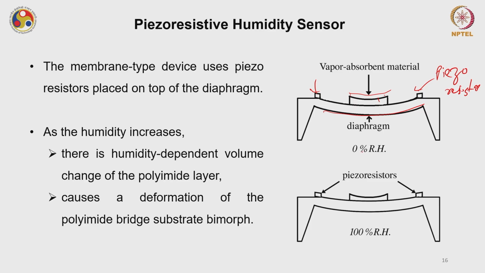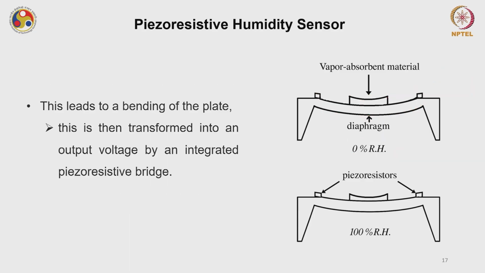As the humidity increases, this was at 0% RH, there is a humidity dependent volume change of the polyimide layer, this is the layer I am talking about, the vapor absorbing material. This causes a deformation of the polyimide bridge substrate bimorph, okay. So there is a deformation because of this weight, because it is gaining more and more moisture, and because of that there will be a bending of this plate, okay.